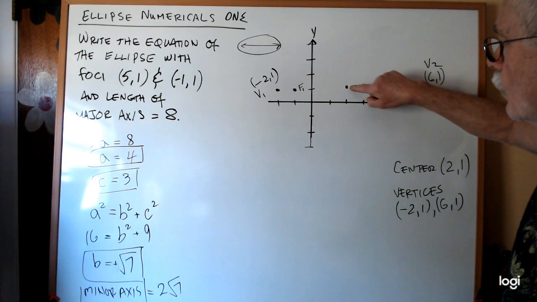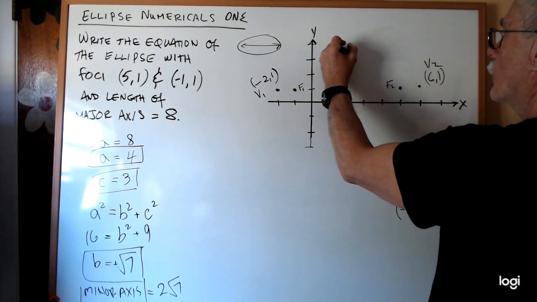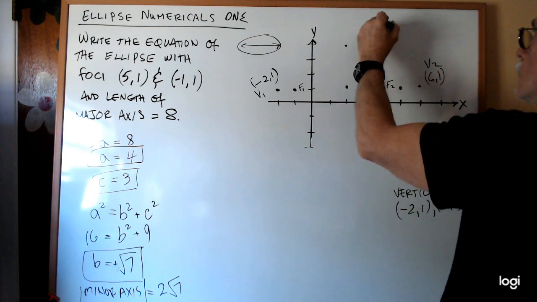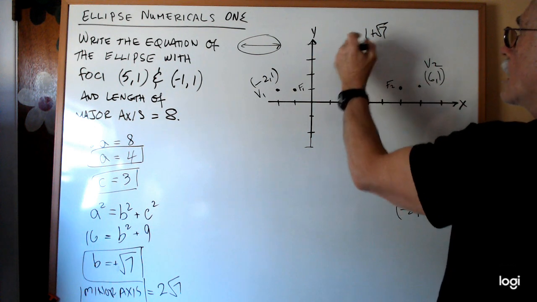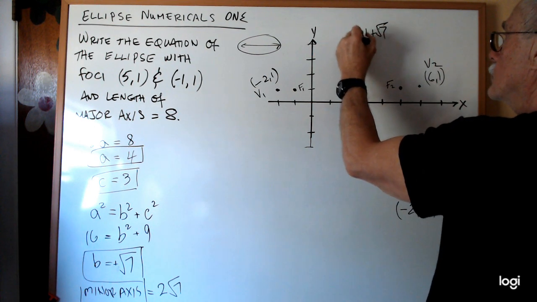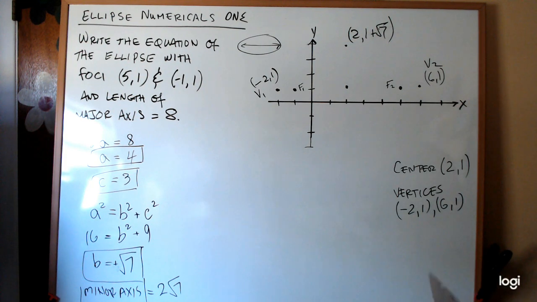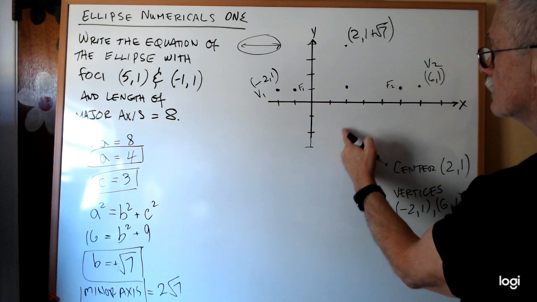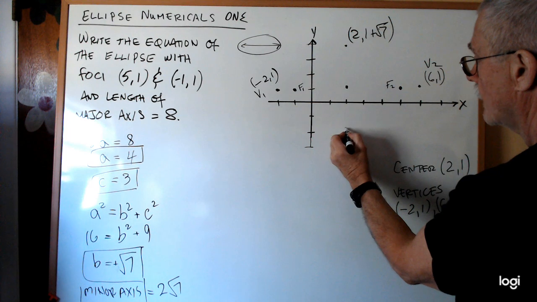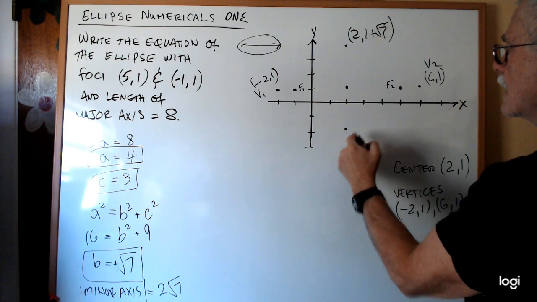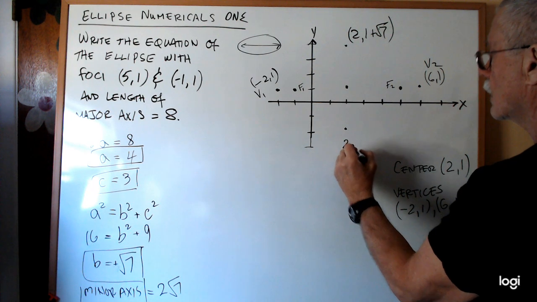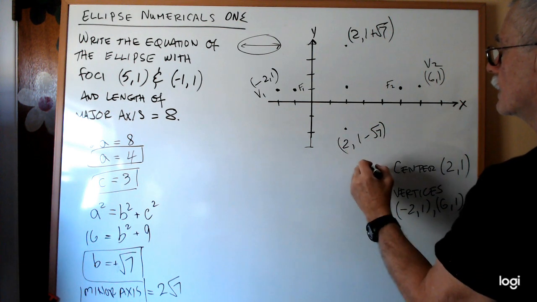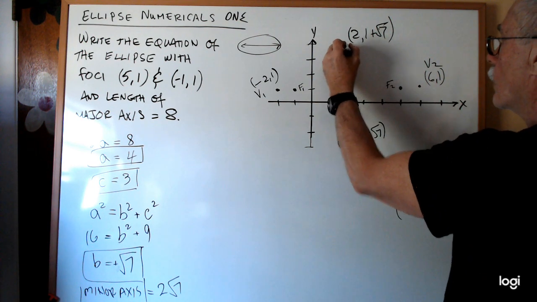Let me extend this just a wee bit. This is a height of 1, so this is going to be 1 plus 2.6, or 1 plus radical 7. That's the y value, and the x value, of course, is 2. So this is one of the endpoints of my minor axis. If I go down about 2.6 units, I'm still going to have an x value of 2, but now a y value of 1 take away radical 7. That gives us the other endpoint of our minor axis.